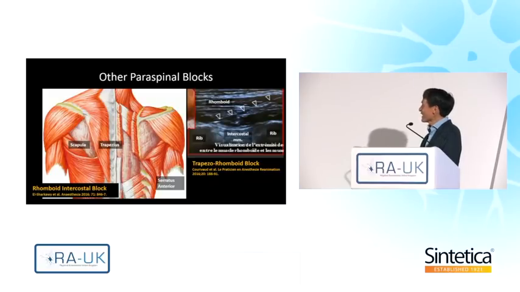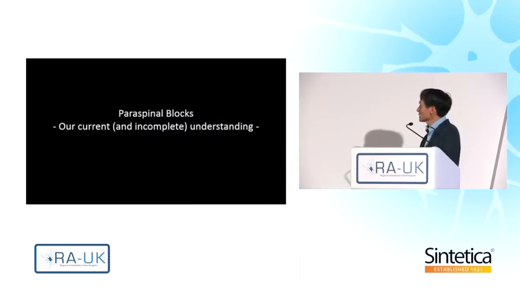Finally, there are actually a couple more paraspinal blocks that have been described. One is the rhomboid intercostal block, and then again, another letter to anesthesia, and a French article calling the trapezoid rhomboid block. These two, I think, are a little bit different because they actually target areas quite lateral to the spine, out near what's called the triangle of auscultation, where the trapezius border meets latissimus dorsi. And I think that's significantly different enough because now you're probably not going to get spread into the paravertebral space.